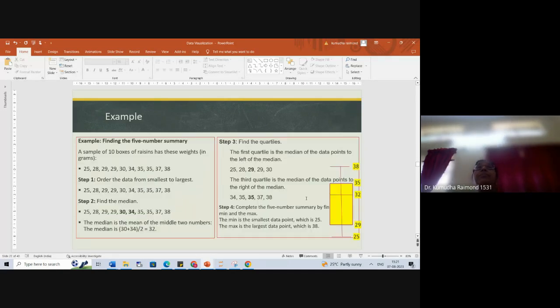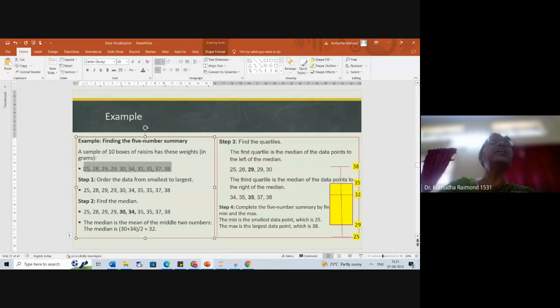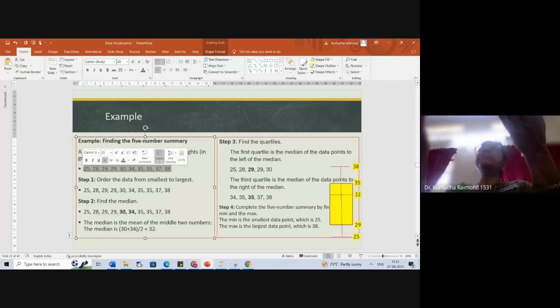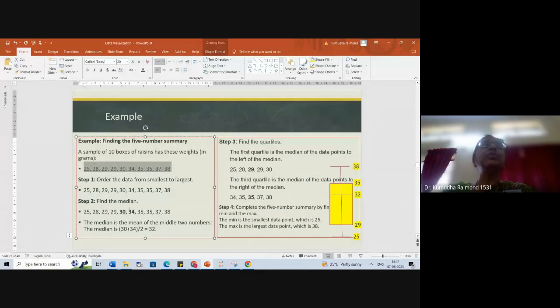Here is an example of the box plot to find out the five number summary. The first one is I have a set of data points, and the first thing I need to find out is the median. The first step, I need to find out the median. Here there are 10 numbers. Median is the center point of the given data set. But here I don't have a center point because it's an even number. So the 5th point and the 6th point together. You can see here 1, 2, 3, 4, 5 and 6.